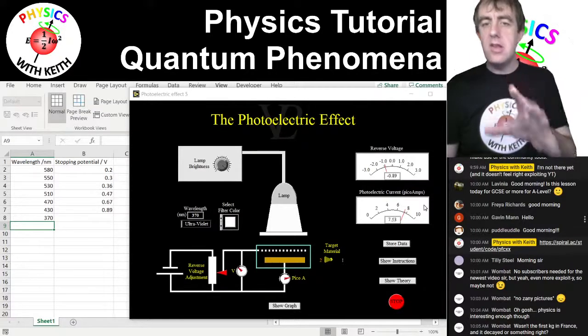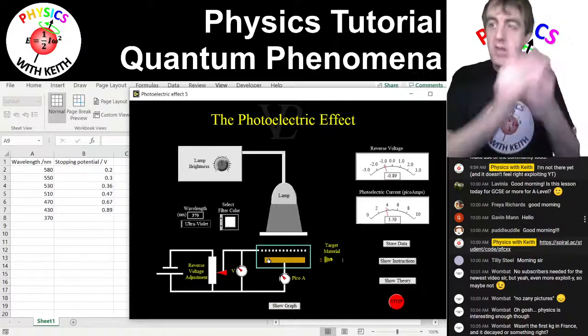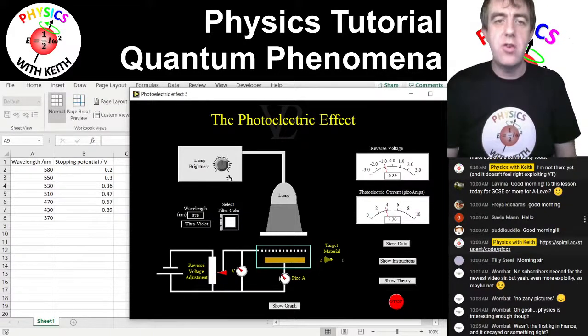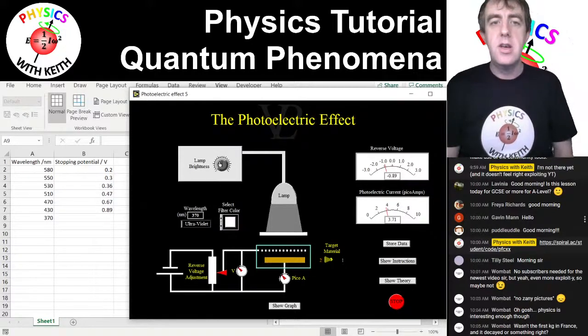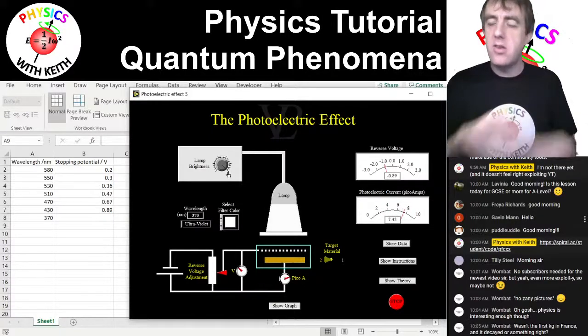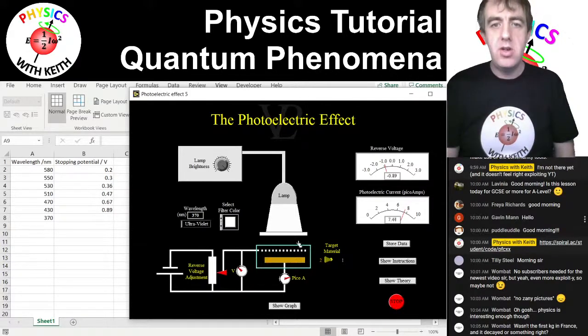Once the light is causing photoelectric emission, if I turn the brightness down, the current does go down. The brightness is the number of photons per second hitting this metal. And if there are more photons per second hitting the metal, there are more electrons per second leaving the metal. Current is rate of flow of charge. So more electrons per second leaving the metal, more current will be detected. So it's not to do with the energy of the light; changing the light brightness changes the intensity of the light, the number of photons per second per unit area.